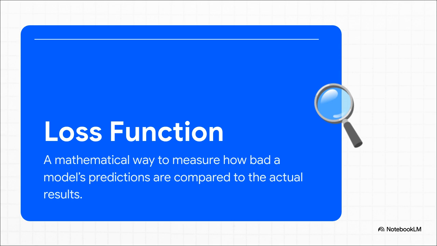You can just think of it as a map of mistakes. Every single spot on this map is a slightly different version of our model, and the altitude of that spot tells us just how wrong that version is. High up on a peak, that's a huge error. Down in a valley, now the model is starting to get things right.